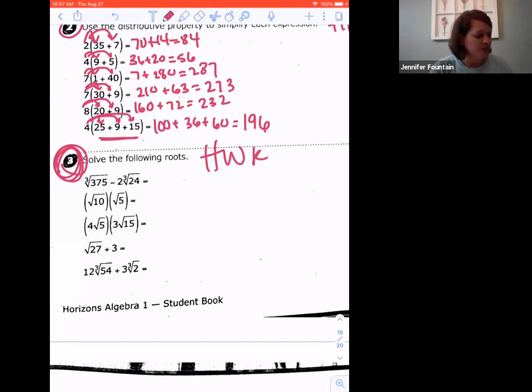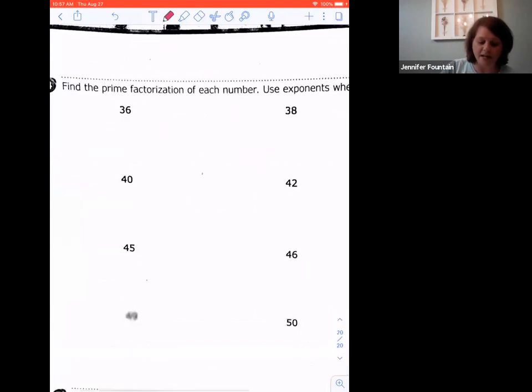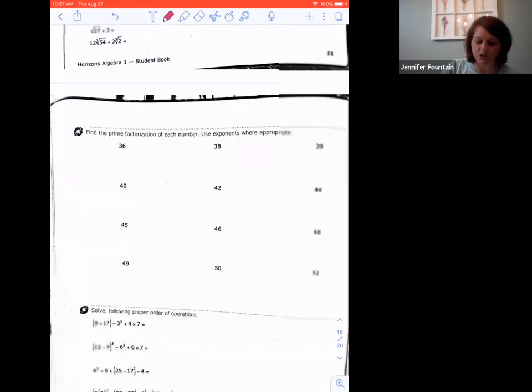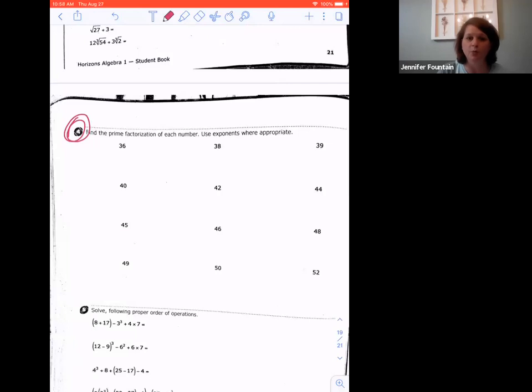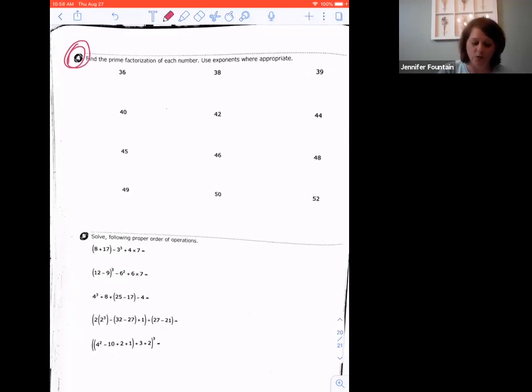Go ahead and turn to page 22. We'll be doing prime factorization. I want you to go ahead and do that. Activities 4, prime factorization, use exponents where appropriate. And then order of operations, activities 5. So these will all go along with lesson 10. So we have page 22, activities 4 and 5.